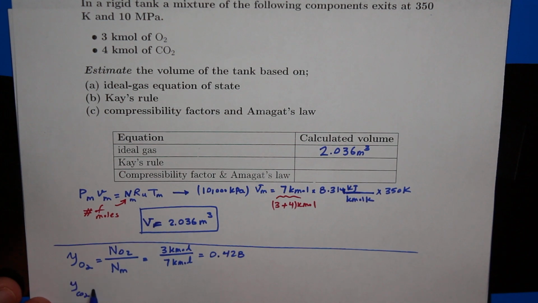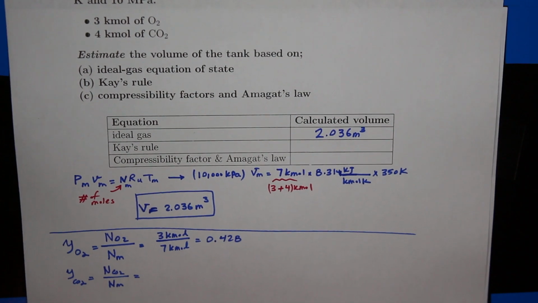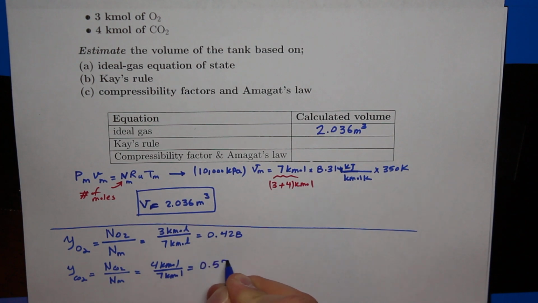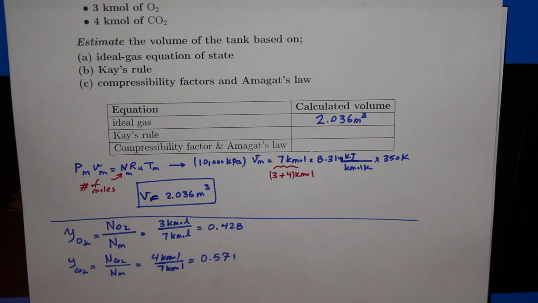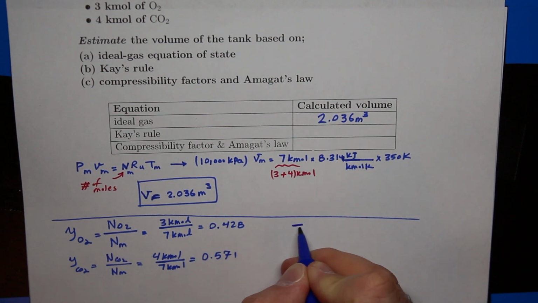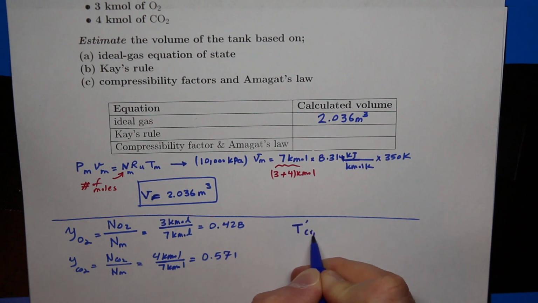I do the same thing for CO. The mole fraction for CO is the number of moles that I have in carbon monoxide over the number of moles that I have in the mixture. For carbon monoxide I have 4 kilomole, and in the mixture we have 7 kilomole. That gives me a mole fraction of 0.571.